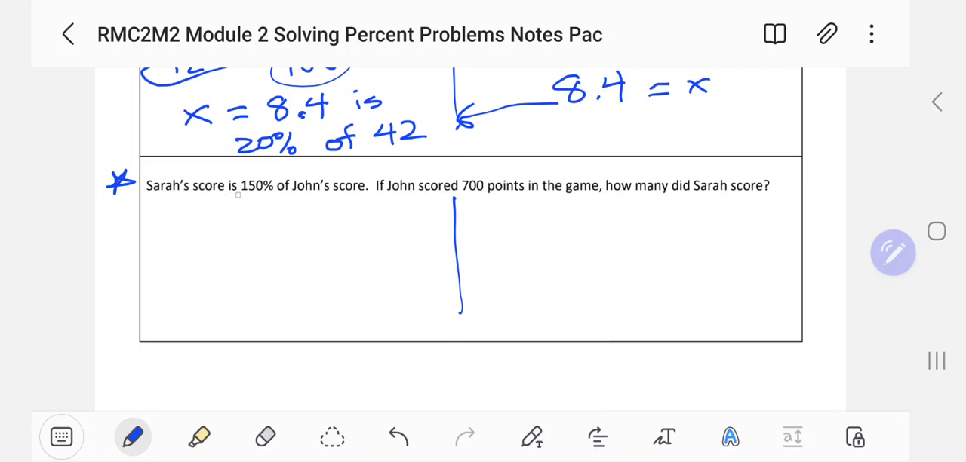All right, Sarah's score is 150% of John's score. If John scored 700 points in the game, how many did Sarah score? Must have been a cool video game. You're scoring 700 points. Wow.